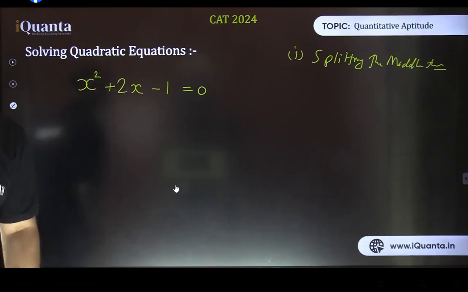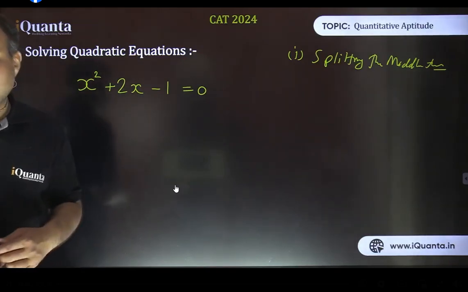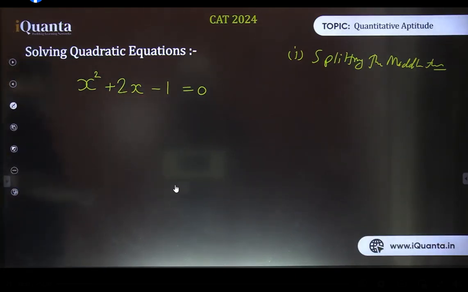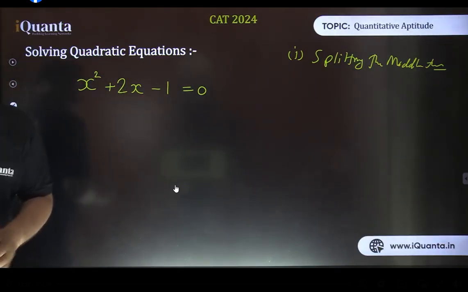Divyansh is asking, is there any formula or trick for splitting the middle term? There is none. That's why we are discussing different ways. It may not be easy always. So let's try to do this: x square plus 2x minus 1 equals to 0. So in this case, can we split it?